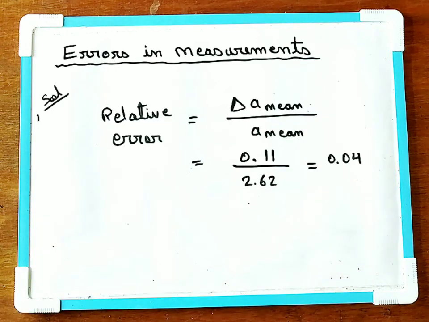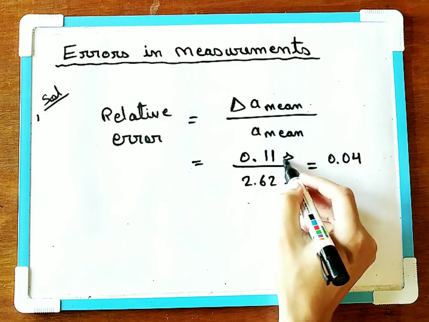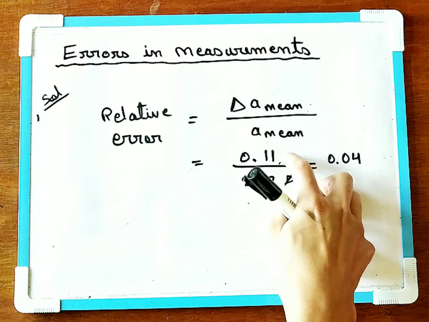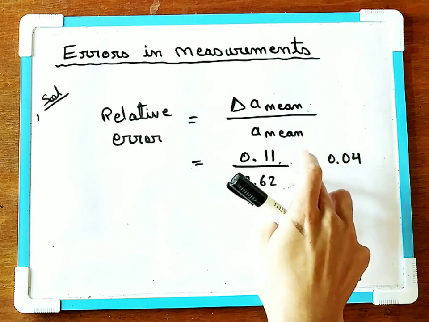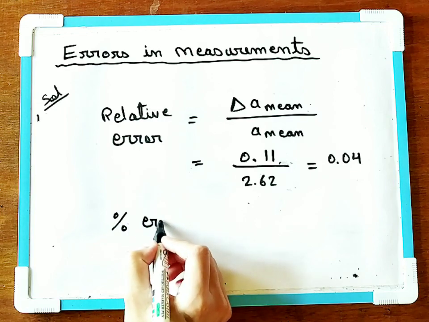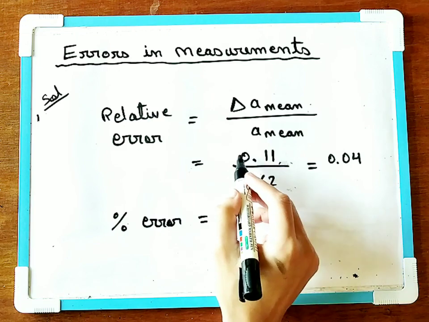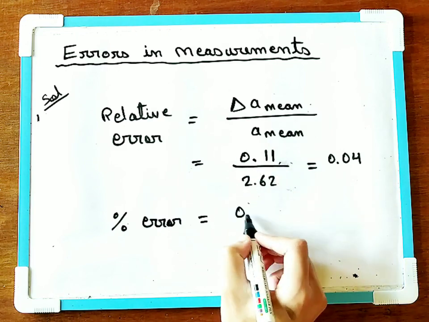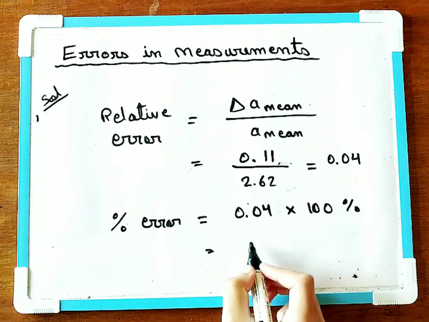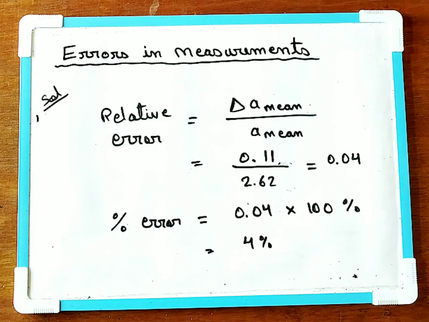Now if you look here, the relative error has no unit because this is second, this is also second, so you can cancel them out. Now the percentage error, how to find the percentage error? You multiply this by 100. So multiply the relative error 0.04 by 100, and what you get is 4%. So this will be your percentage error.